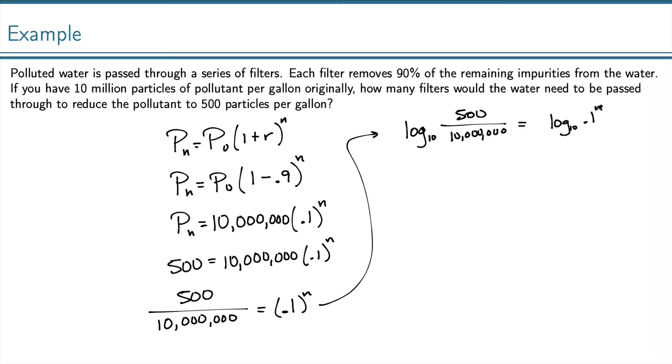But our log rule tells us that n can now come out in front. So n times log base 10 of 0.1. Now we need to divide by this log base 10 of 0.1. We have log base 10 of 500 over 10 million, over log base 10 of 0.1, and that will be n.